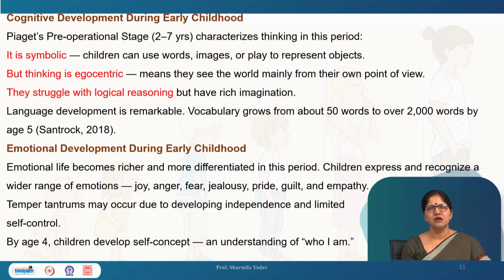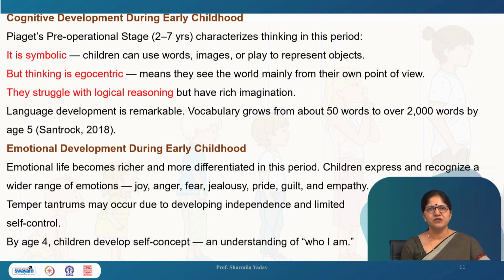Cognitive development during early childhood. Piaget's pre-operational stage, that is 2 to 7 years, characterizes thinking in this period. It is symbolic. Children can use words, images, or play to represent objects. But thinking is egocentric, meaning they see the world mainly from their own point of view. They struggle with logical reasoning, but have rich imagination.